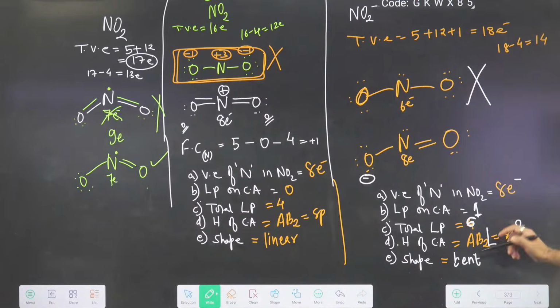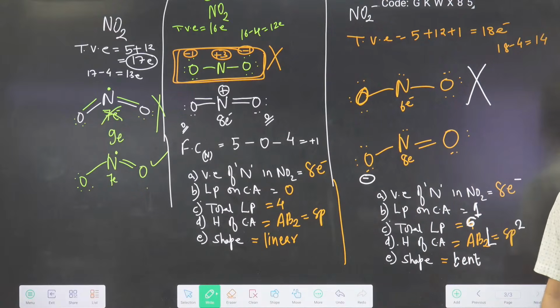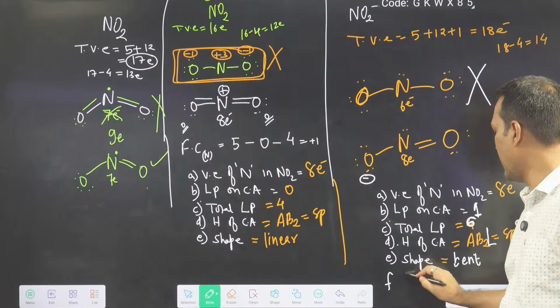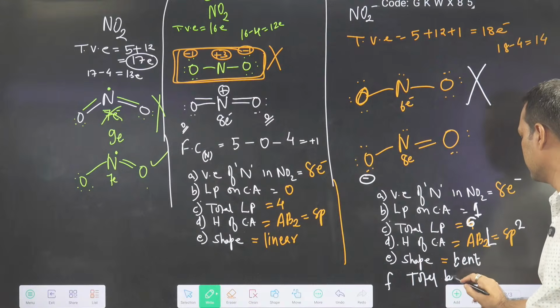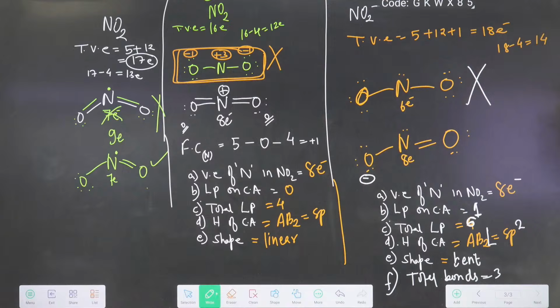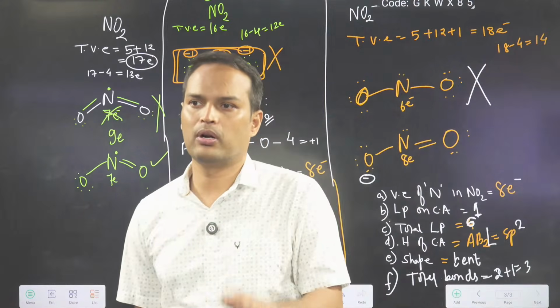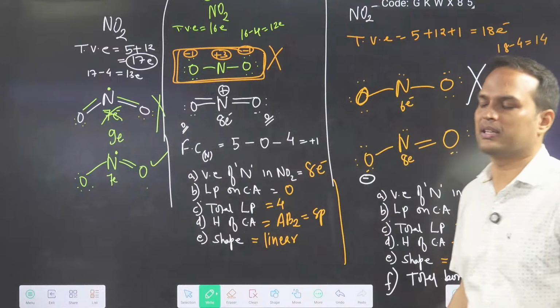Look, AB2 written means 2 sigma bonds confirmed. But total bonds you cannot tell from here. They can ask you total bonds. Total bonds 3. Total bond pairs they will say. Bond pair of electrons 3: sigma plus pi, 2 plus 1, is 3. So from AB2L, this general formula, we get only the sigma bonds. That's why we have to know this method.